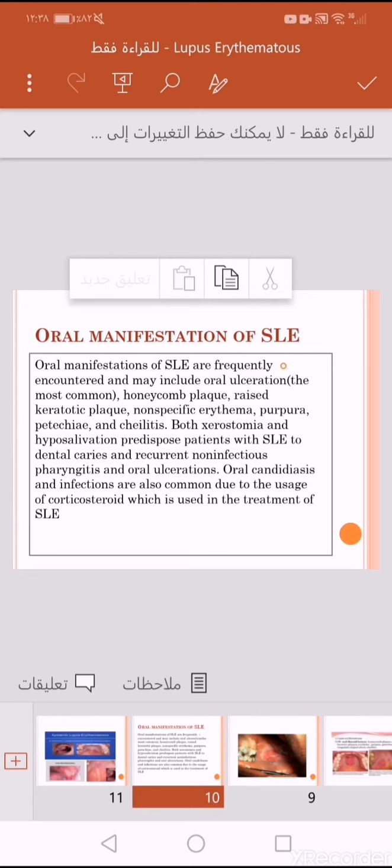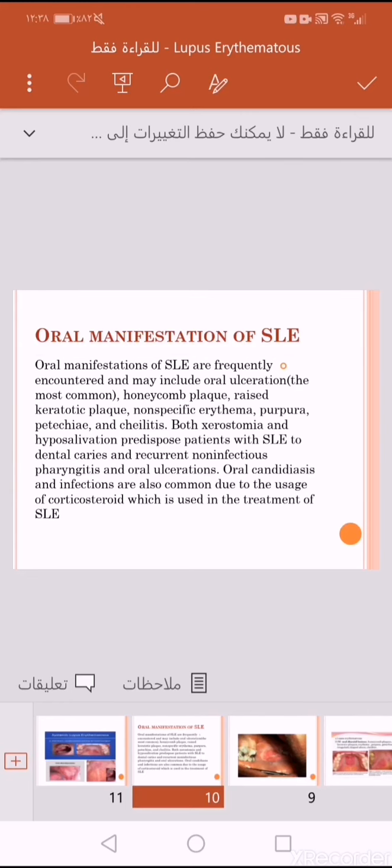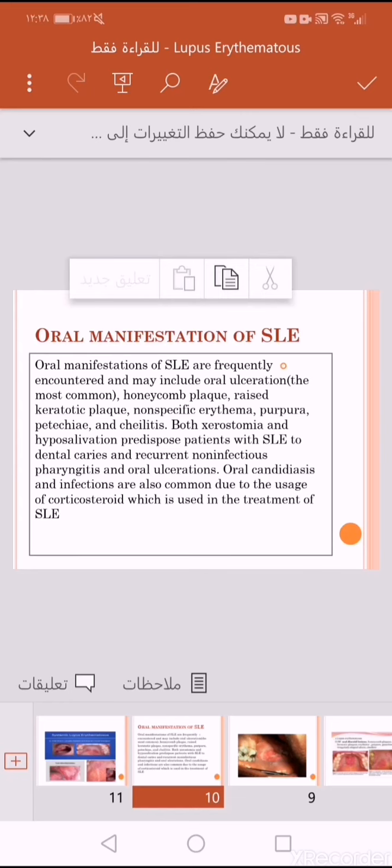But the most important thing is the xerostomia and hyposalivation. Not all patients complain of this, but most have this symptom, and as we know, this symptom may increase the risk of dental caries because the patient will not have the defense system that exists in the saliva because of the hyposalivation. So there is an increase in infections and caries for this reason.